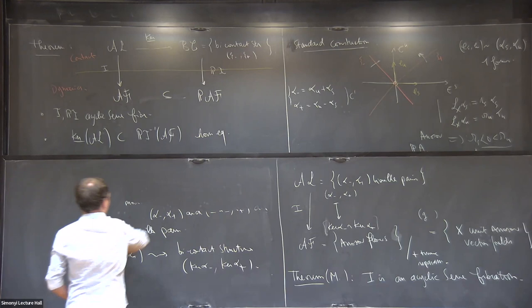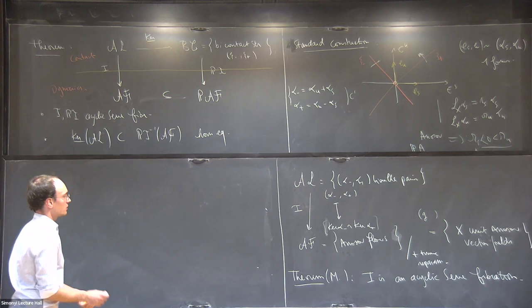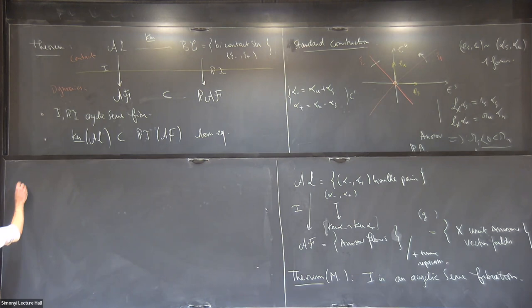Of course, this is just one possible construction. Maybe there are other ways of producing these pairs of contact forms satisfying these conditions, and that's why it's not necessarily trivial to understand the space of all these pairs of contact forms. But now let me focus on the Liouville structures that we obtain and their symplectic invariants.